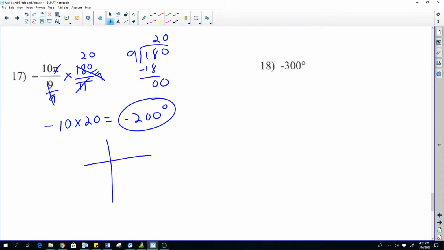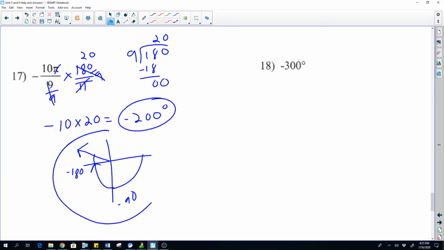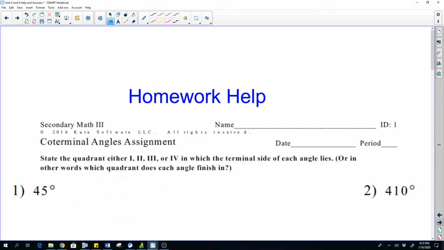And then to graph that sucker, you go down here, negative 90 degrees. Keep on going. That's negative 180. A little bit more. About there. So that's negative 200 degrees. So there's our answer, and there's our graph. Perfect. Okay, so now jumping into the next one, coterminal angles.